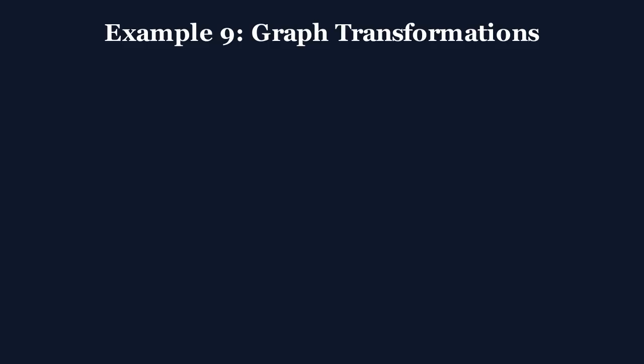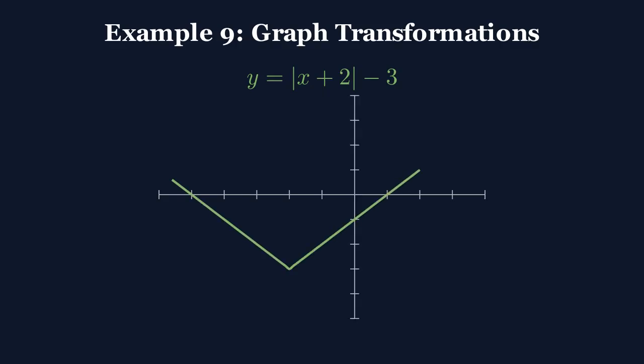Example 9. Identify the graph transformations for y = |x + 2| - 3. The plus 2 inside shifts the graph left 2 units. The minus 3 outside shifts the graph down 3 units. So the vertex is (-2, -3), and the graph opens upward in a V shape.